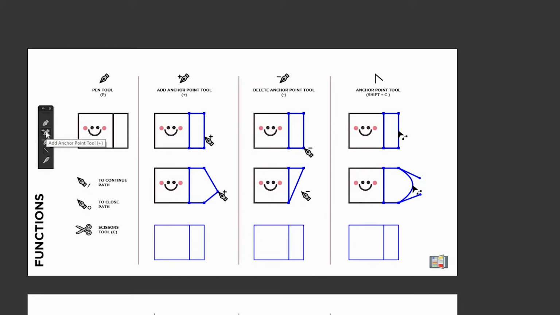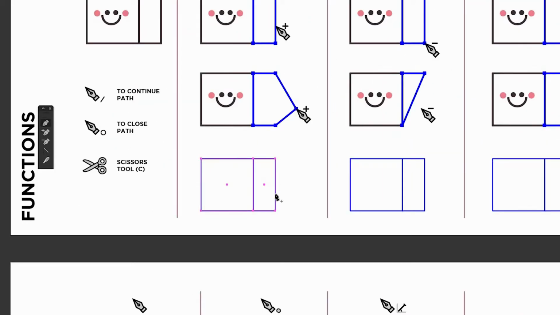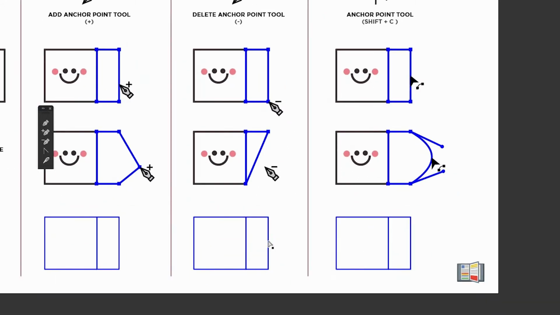Now let's see other tools of the group. Let's start with the add anchor point tool, and that means that it will add another anchor point to your shape. So let's say that I have this shape here. You want to press plus on your keyboard, then click to add the anchor point, and you can move it wherever you want it. Now let's move to the next one. Delete anchor point tool. It's exactly the same. You just press minus on your keyboard and you can delete the anchor point.